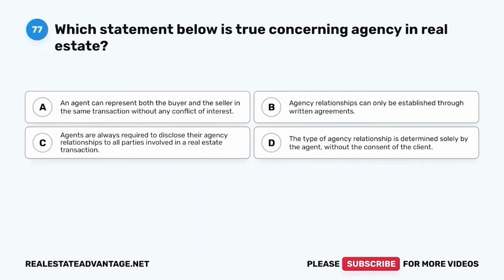Question 77. Which statement below is true concerning agency in real estate? A.